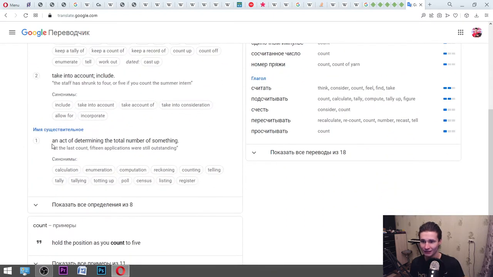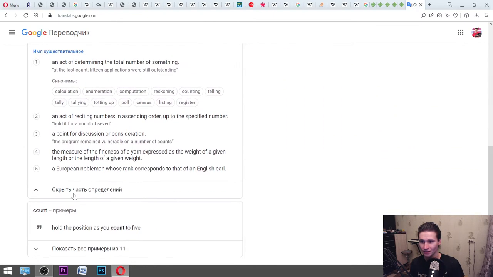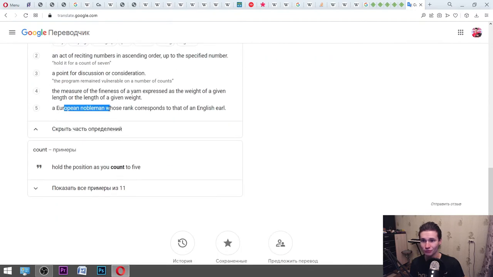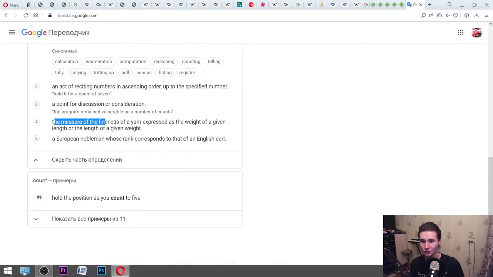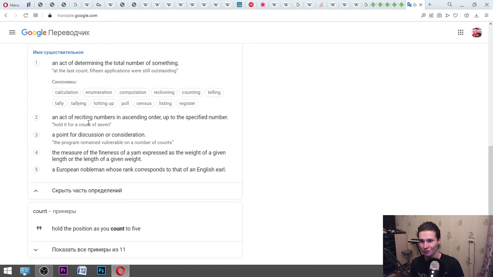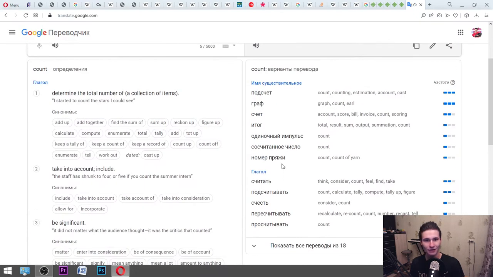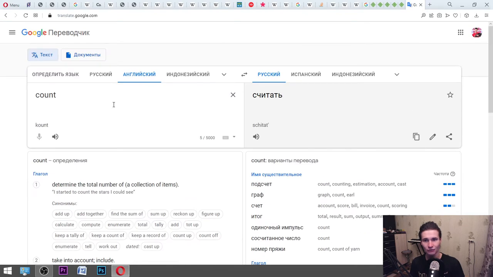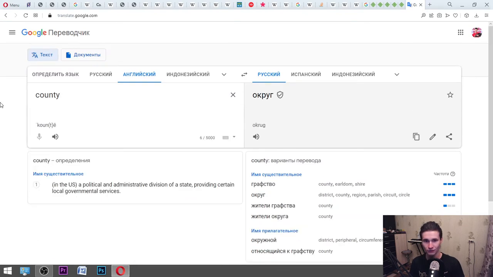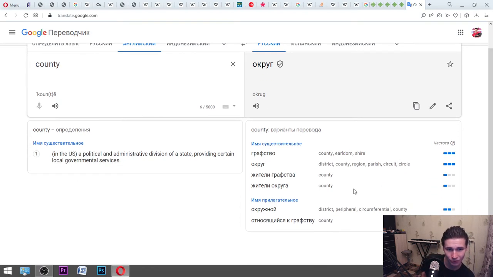An act of determining or something else maybe. A European nobleman whose rank corresponds, okay, measure. Yes, this kind of nobleman thing. Point, deduction, consideration, okay. County, maybe. County. Ah, yes. District. Region, parish, circuit, circle. Okay, earldom. Shire. It is like from the Lord of the Rings, Shire. Peripheral. Circumferential and also county.